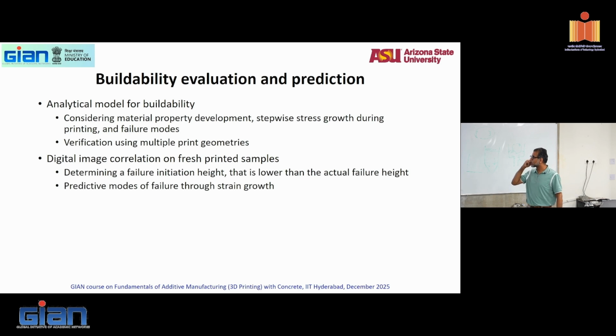Okay, so we'll talk about a model for buildability that we have developed. It's Avina's part of his PhD work, where we looked at material property development, stepwise stress growth using printing, and failure modes. What we have done here is to simplify the process so much that you can use very simple mechanics models to predict buildability. I don't want to use fancy models, don't want to deal with the material changing so much, to see what simple modes of failure are available, and then can we use some non-destructive quick way to predict that as well.